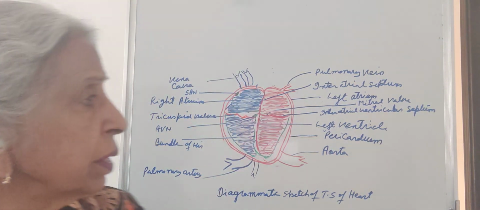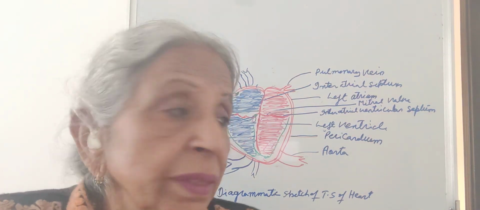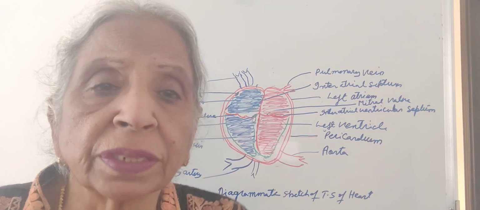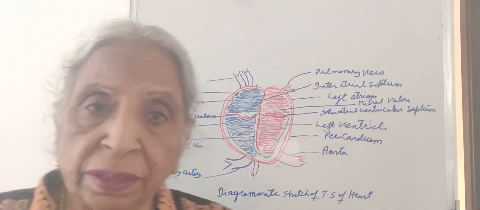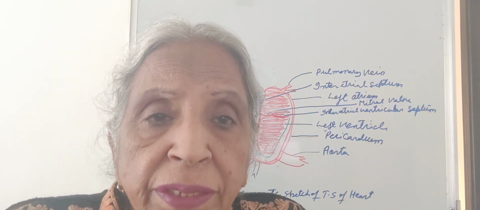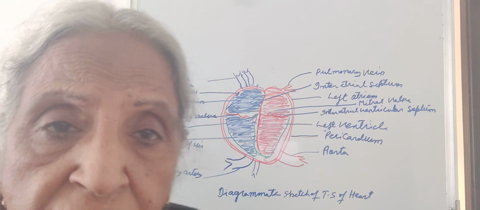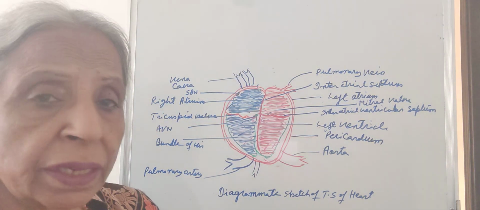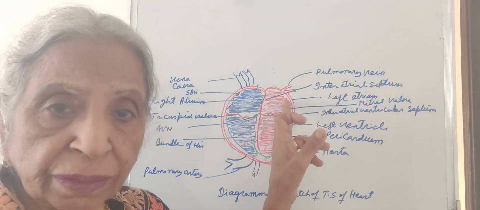Right? Similarly, this blood is impure. Impure blood is collected by these veins. And the pure blood collected from the lungs by the pulmonary veins is carried to the left atrium.